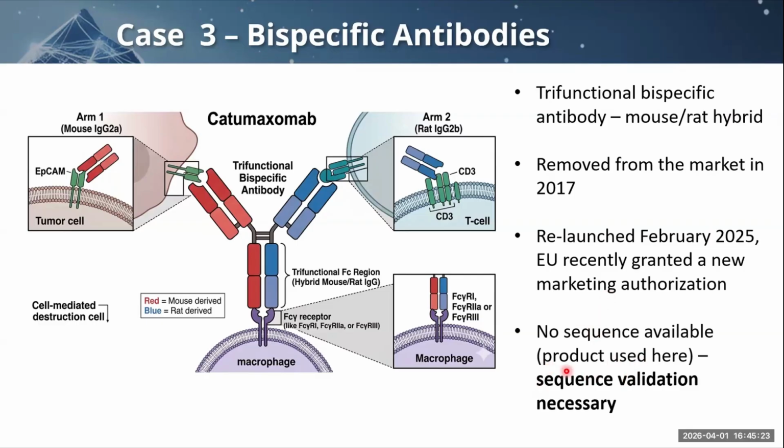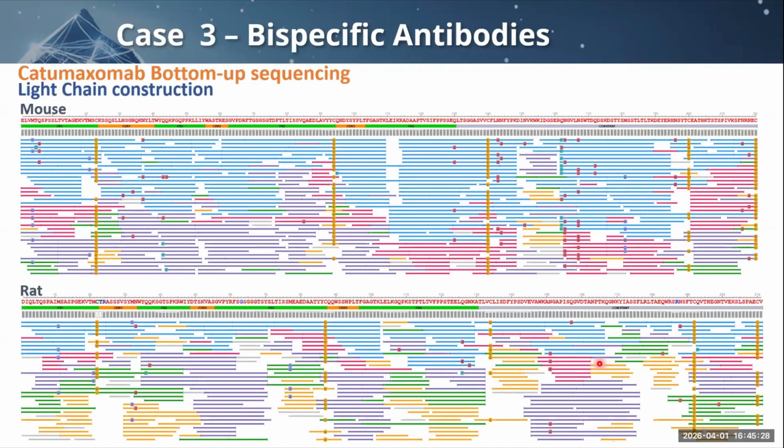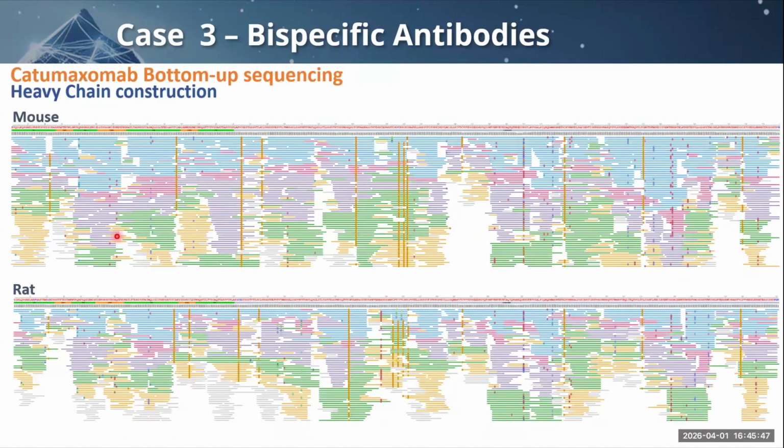There is no sequence available for the product that we worked with, so we started this with bottom-up. Our lab was able to construct the sequence for all the chains. So here you've got the light chain. This is the bottom-up data, or multi-enzyme approach, with the overlapping coverage. You've got the mouse light chain, the rat light chain, the mouse heavy chain and the rat heavy chain. These are what we expected.